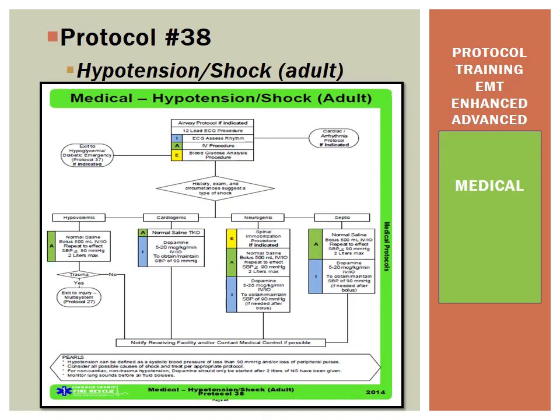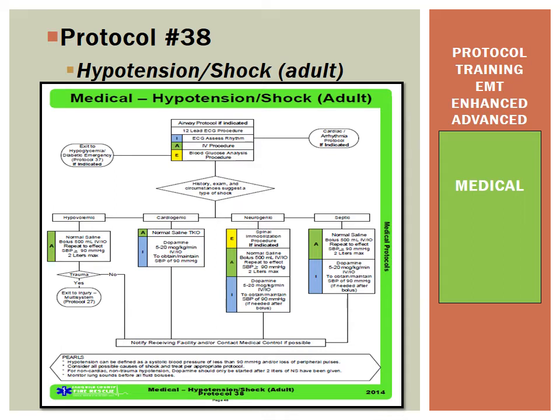Okay, Protocol 38 is our hypotension shock protocol for adults. It's broken down between hypovolemic, cardiogenic, neurogenic, and septic shock. And for all provider levels, we need to establish a blood glucose analysis to determine whether or not hypoglycemia or hyperglycemia is the reason for the patient's condition. Also, we need to determine whether or not spinal immobilization is required, especially in the instance of neurogenic shock.